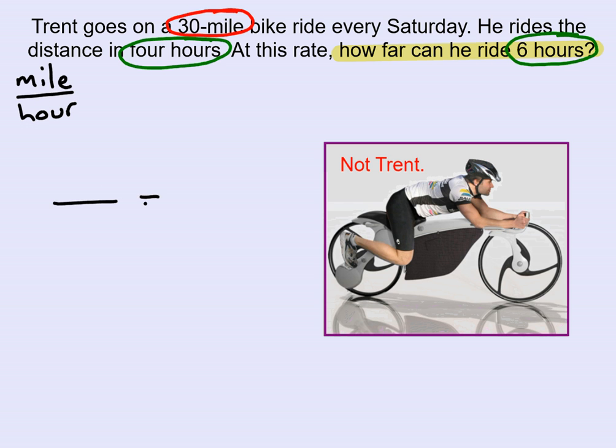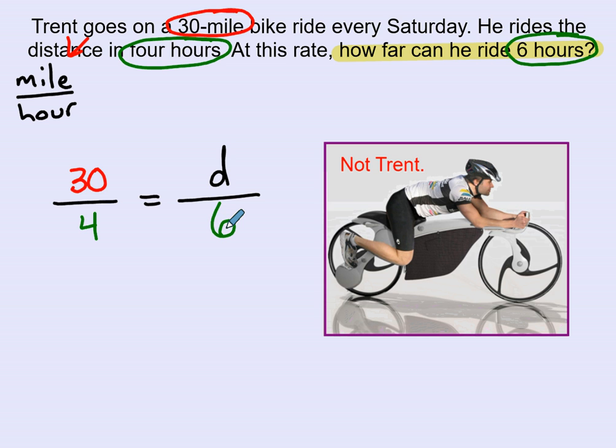Now, for the first thing, I noticed he went 30 miles because miles has to be on top based off what I just told you. And that took him 4 hours to do that. I do not know how far he can ride, so we'll say D for distance here. But I do know that he's going to be going 6 hours. That is how I set up my proportion. That is not the only way to set up a proportion, but in my opinion, that's the easiest way. Now, all I have to do is solve this thing out.